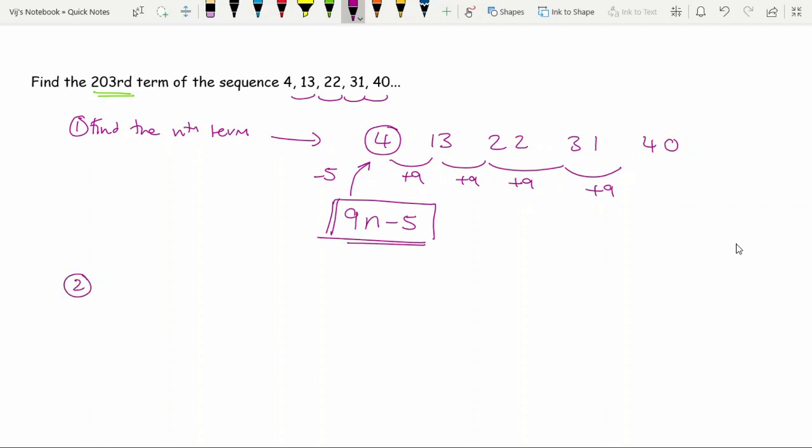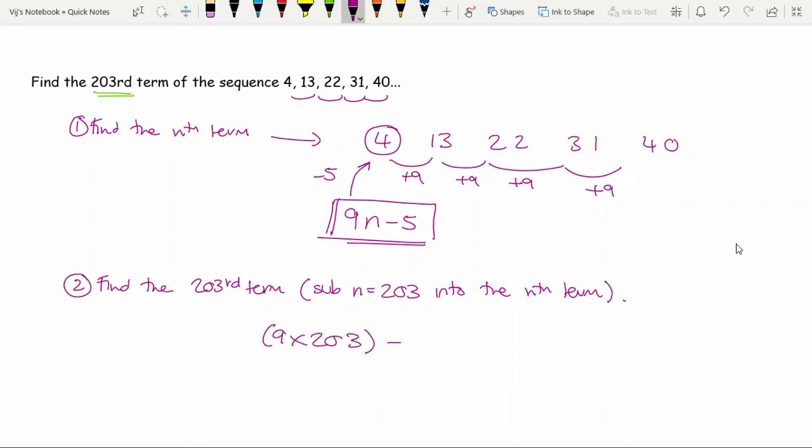Now then what we need to do is find the 203rd term, and that's basically all we need to do: sub n equals 203 into the nth term. So what I've got is 9 times 203 take away 5, and if I put that into my calculator, 203 times 9 take away 5 gives me an answer of 1822.